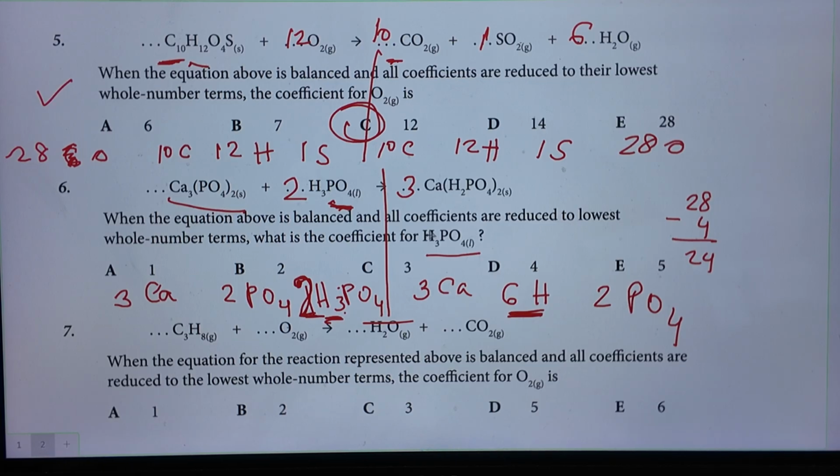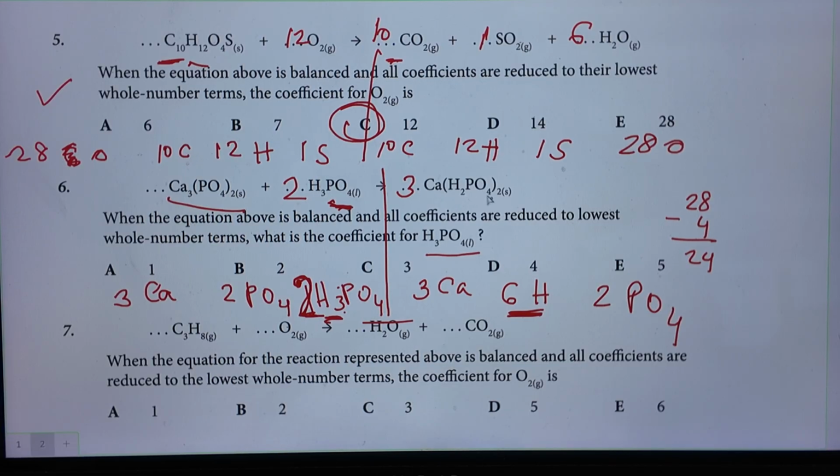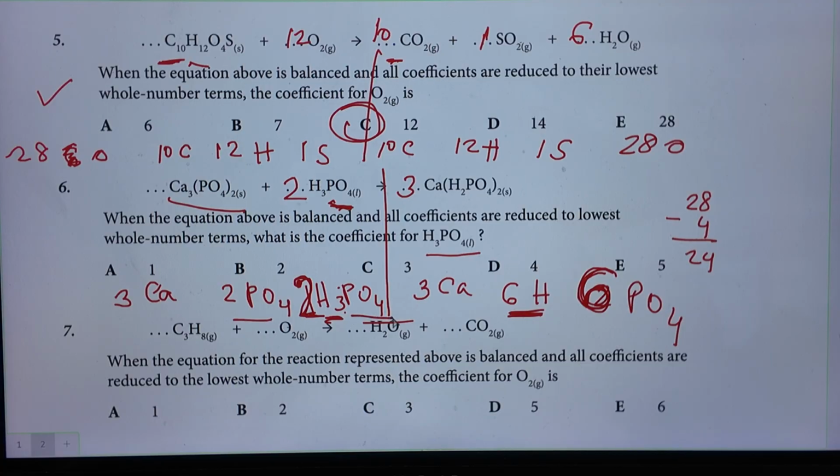But then on this side, we have 3 Cas. We have 6 hydrogens. And here's the issue. We have 2 PO4s times 3, so now we have 6 PO4. And here we have 2 PO4 and 2 PO4. Now we have to double this one, making it 4.